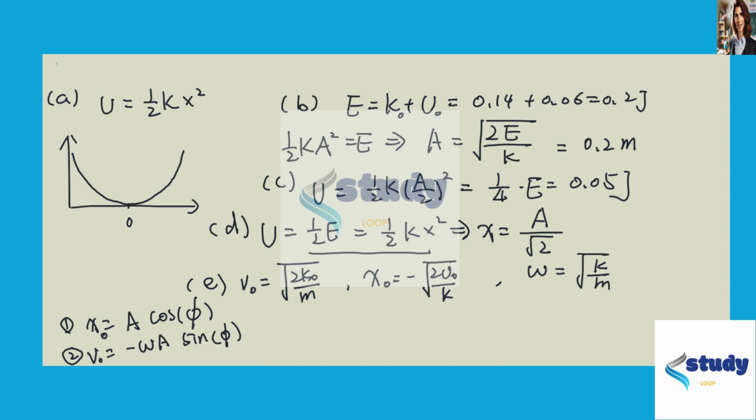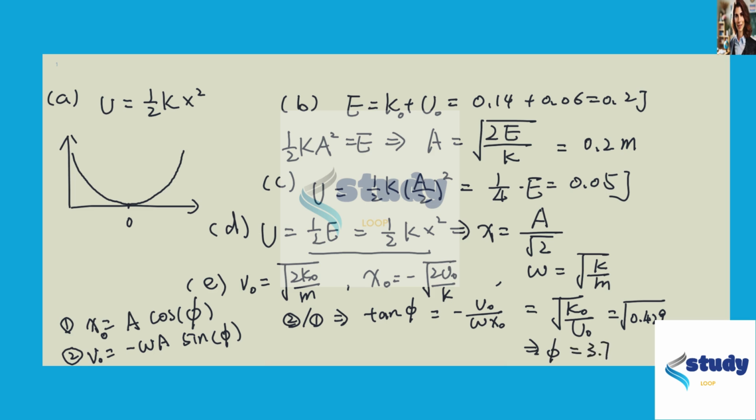We use equation 2 to divide equation 1. So 2 divided by 1, we can have the tangent phi is equal to negative v naught over omega x naught. And we plug the expressions in here and here and get it. It's just simply K naught over U naught. So it's just simply the initial kinetic energy over the initial potential energy, and take the square root. And it's equal to square root 0.429. So tangent phi is equal to this number, and phi is equal to 3.72 radians.